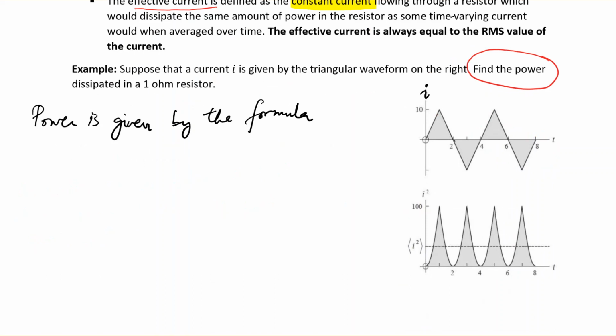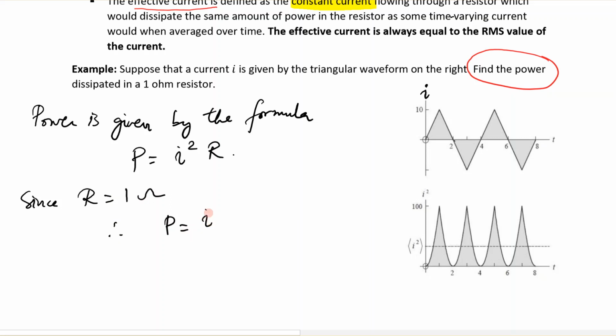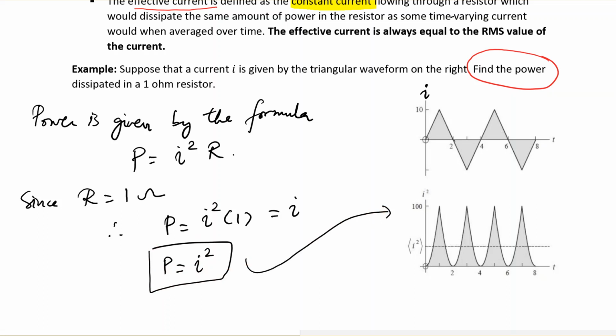From your physics class, you know that power is given by I squared R, where I is current and R is the resistance. Since in this case R is given to be 1 ohm, the power should be I squared times 1, which is I squared. Our power function is I squared, and we are given the second graph, which is the graph of I squared, in other words the graph of our power, which is varying over time.